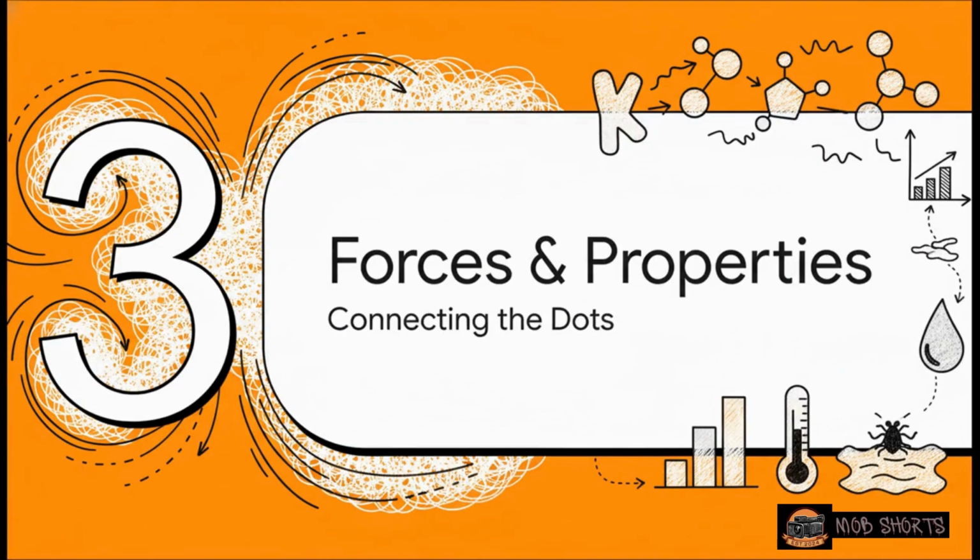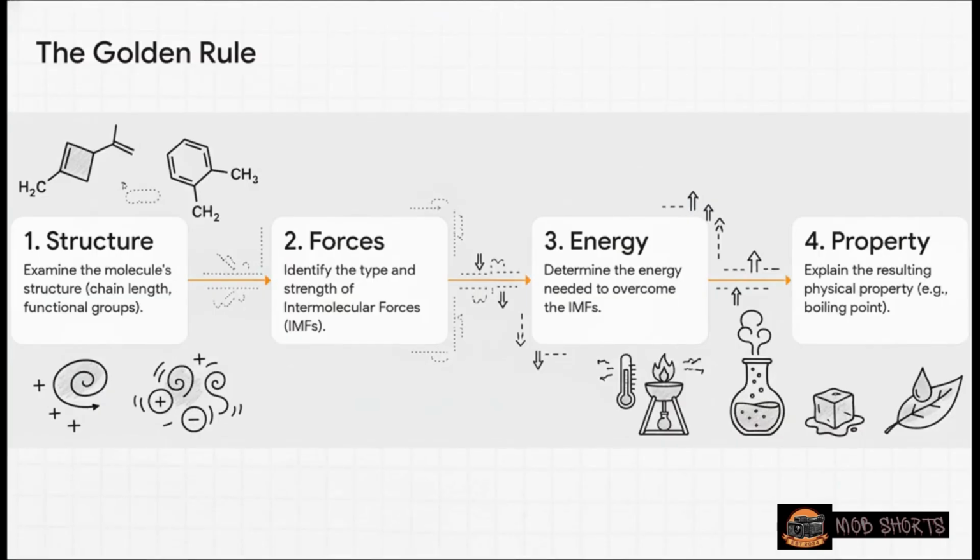Simple as that. Okay, so we've got the properties we can see on one side and these invisible forces on the other. Now for the magic part. Let's connect the dots and see exactly how the hidden world of forces explains the measurable world of properties. Okay, listen up, because this right here, this is the golden rule.